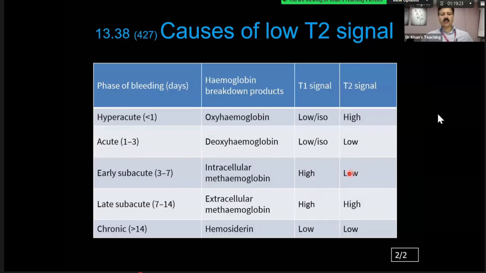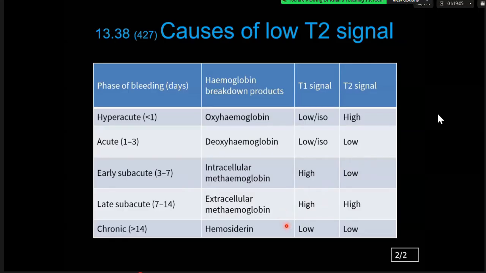And methemoglobin, they say, is the brightest thing on a T1 weighted sequence in the human body. But you can take it with a pinch of salt. At times, I felt that it is not as bright as fat.